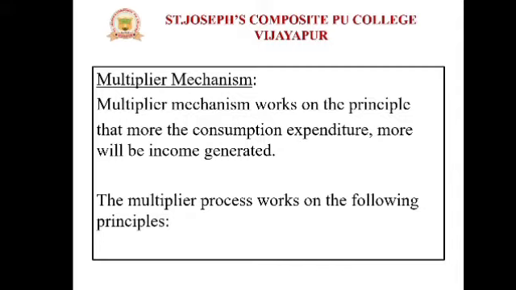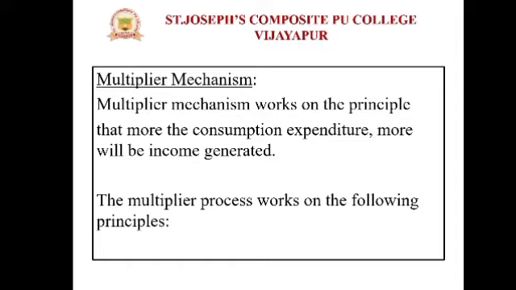Now we'll move on to the multiplier mechanism. What is this multiplier mechanism? The multiplier mechanism works on the principle that the more the consumption expenditure, the more income will be generated. That means high consumption expenditure generates high income.